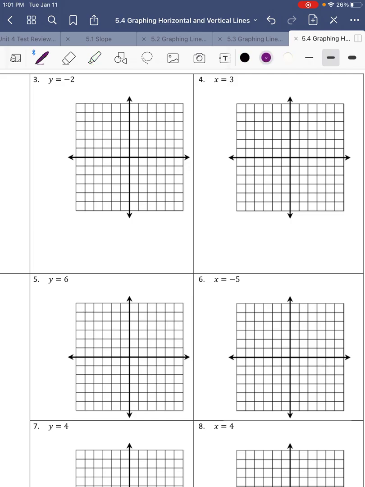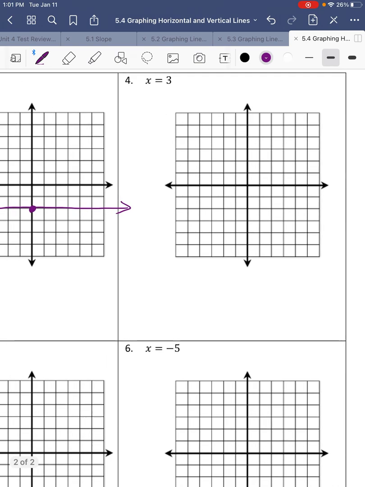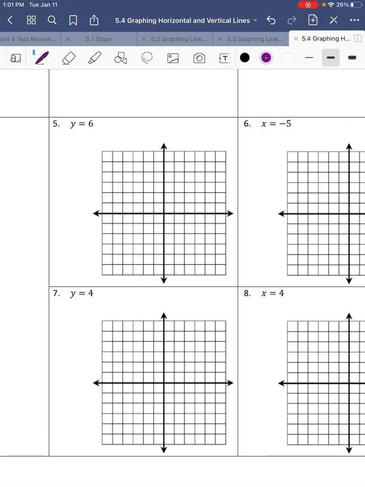Let's keep going. So we have y equals -2. I'm going to go on the y-axis to -2, and y equals is a horizontal line. x equals 3. I'm going to go on the x-axis to 3. x equals is a vertical line. Number 5, y equals 6. I'm going to go on the y-axis to 6: 1, 2, 3, 4, 5, 6. And y equals is a horizontal line.